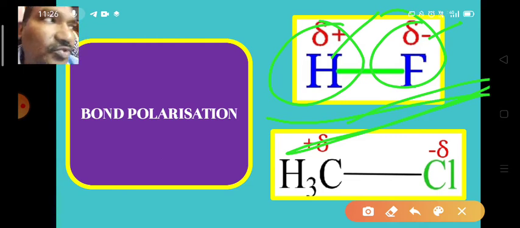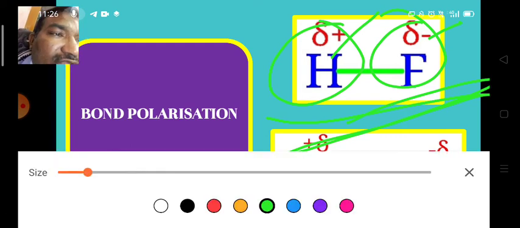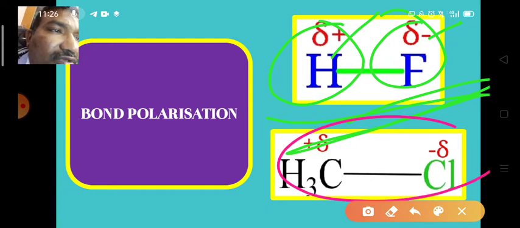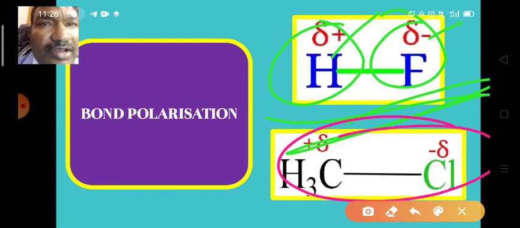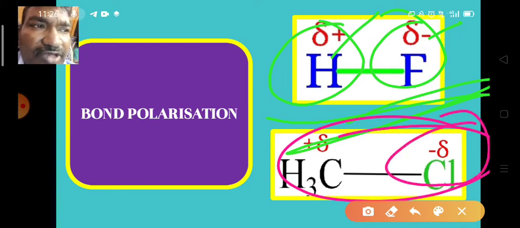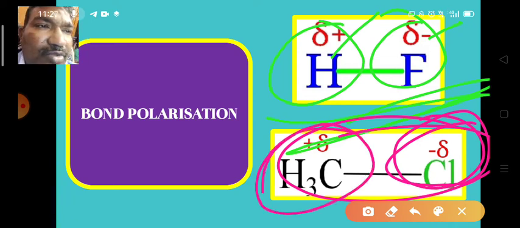This type of bond polarization is also possible in organic compounds. For example, here we can observe methyl chloride. In methyl chloride, we have already learned that carbon electronegativity is 2.5 and chlorine electronegativity is 3. As the electronegativity of chlorine is more, the bond electron pair moves slightly towards the chlorine. As a result, chlorine gets a partial negative charge, and the carbon of the methyl group gets a partial positive charge.